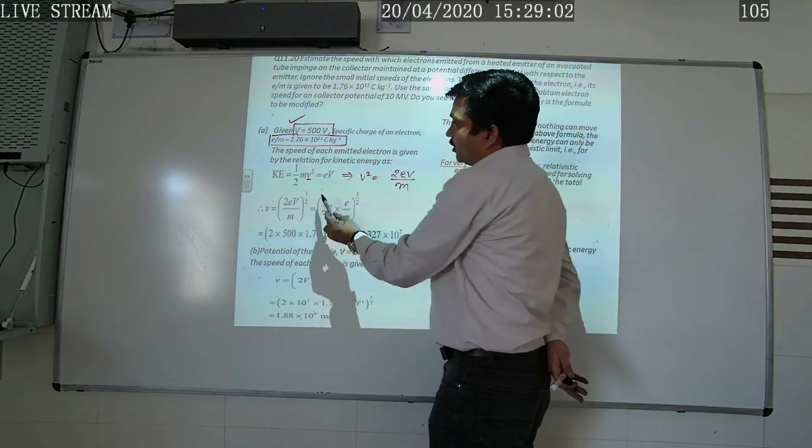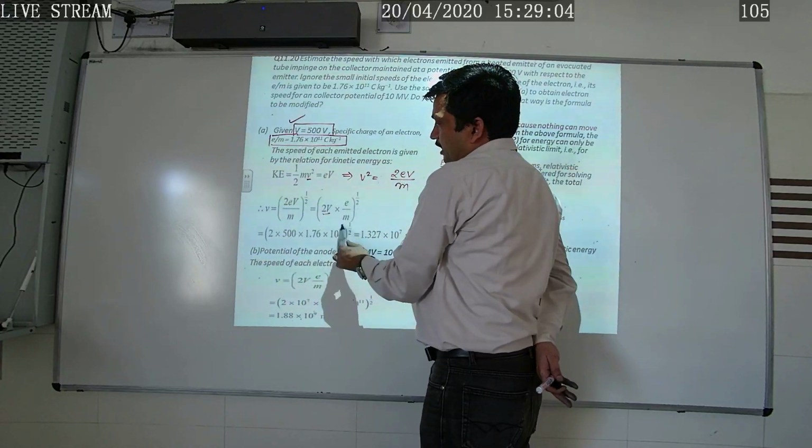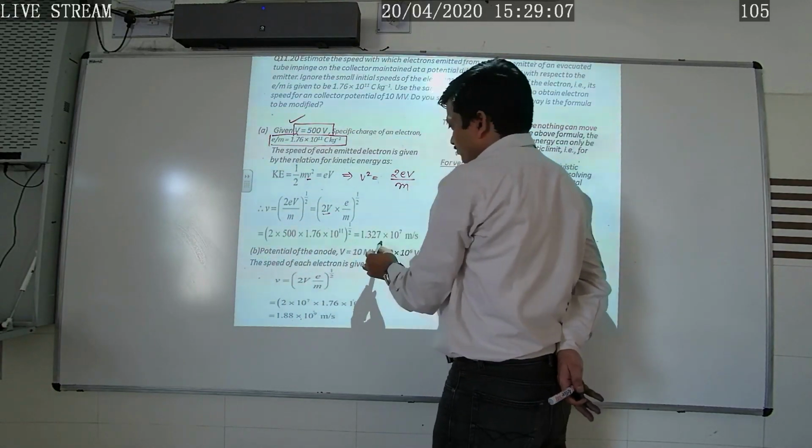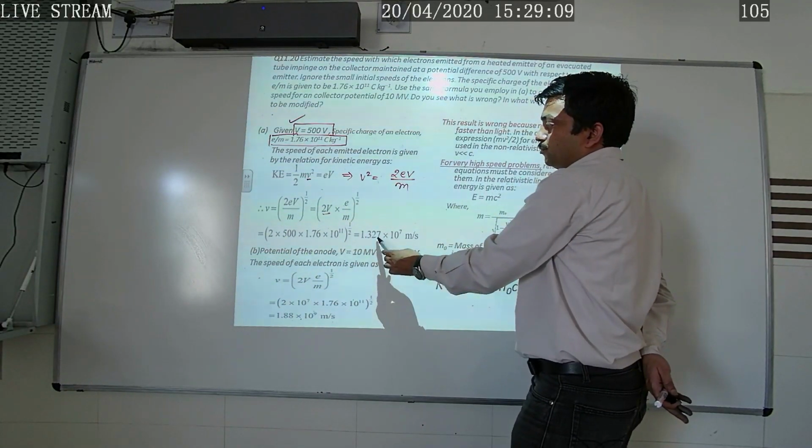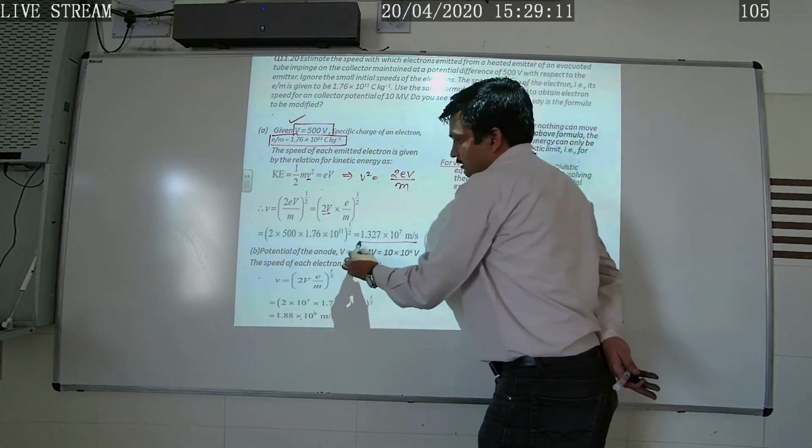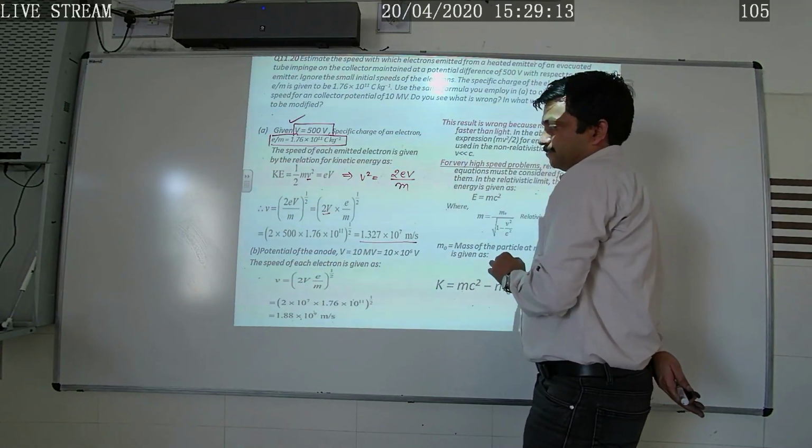So what is the stopping potential? 500, and the e by m ratio is given to us, and this becomes equal to 1.327 into 10 to the power 7 meter per second.